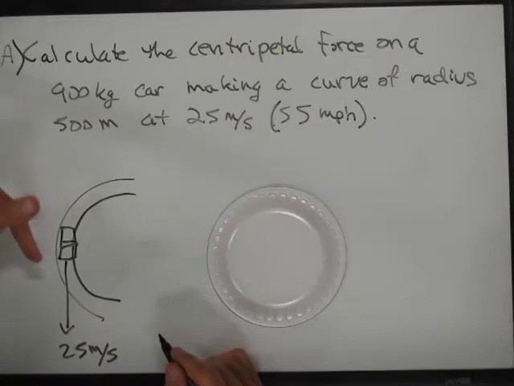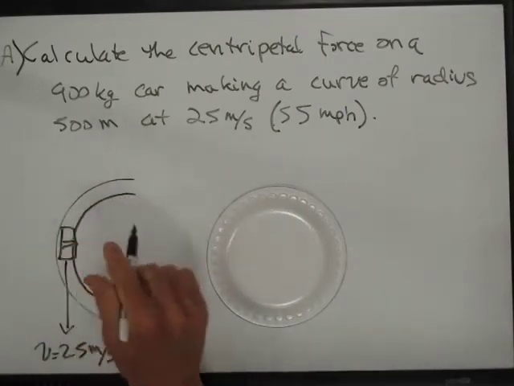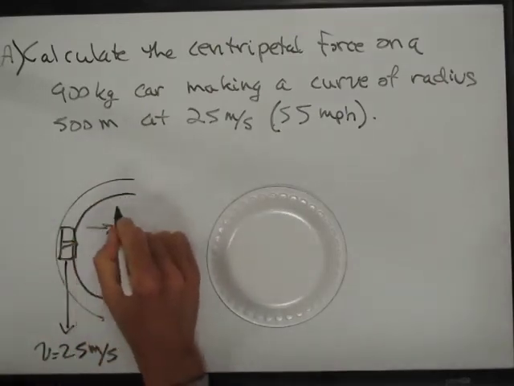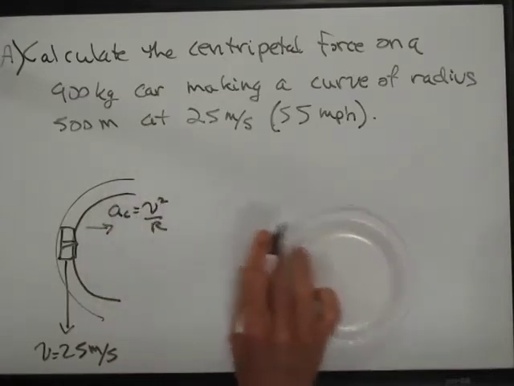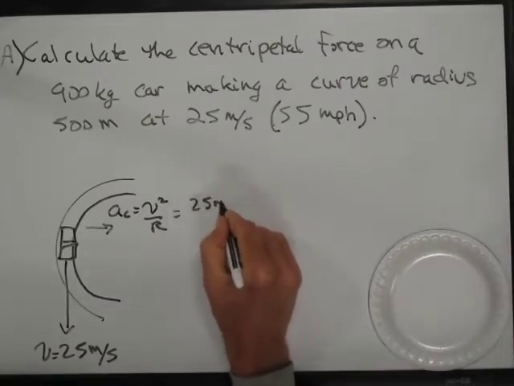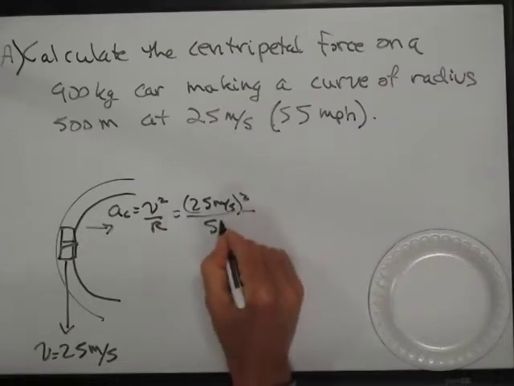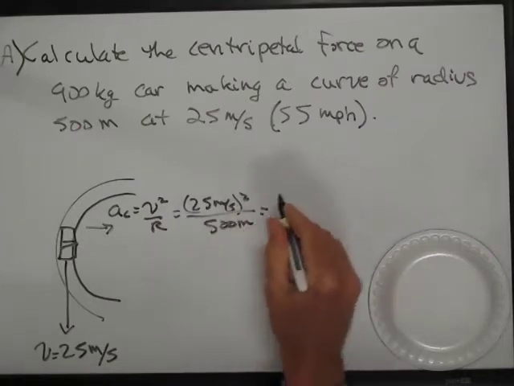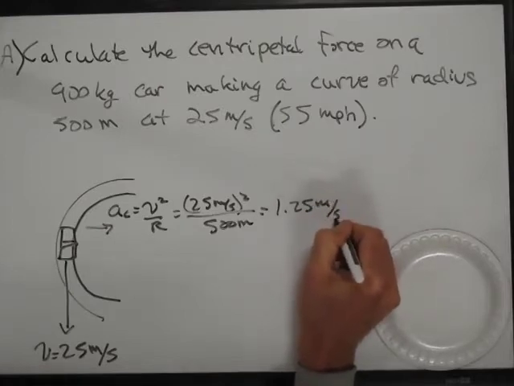Can we all agree that if the road was icy, it would just keep going straight as it's going around this curve, right? It's got to be accelerated this way. A sub c is equal to v squared over r, and that's equal to 25 meters per second squared over 500 meters, which is 1.25 meters per second squared.